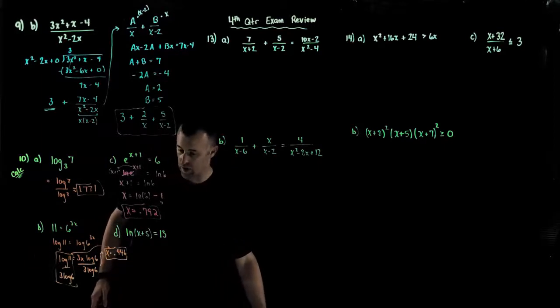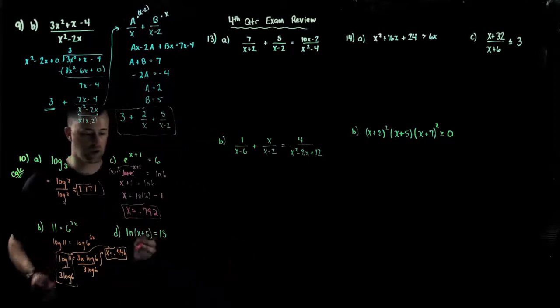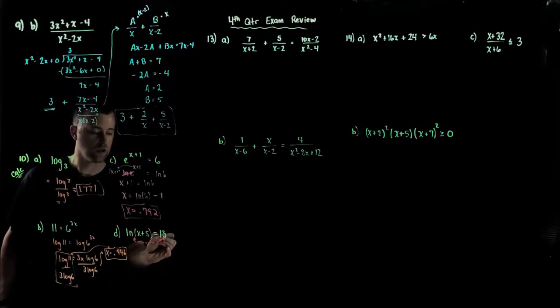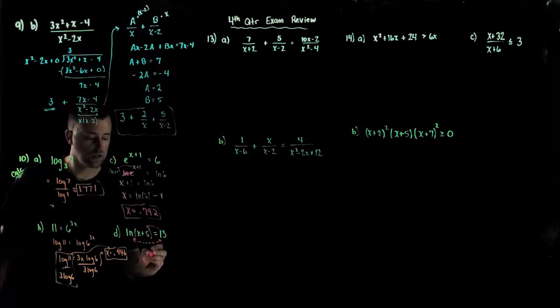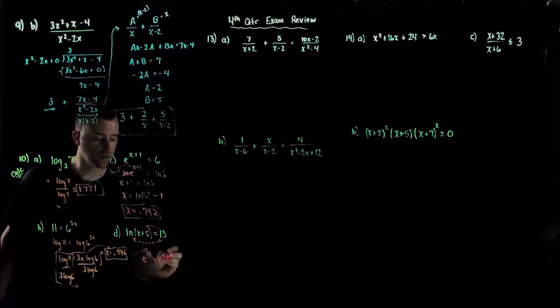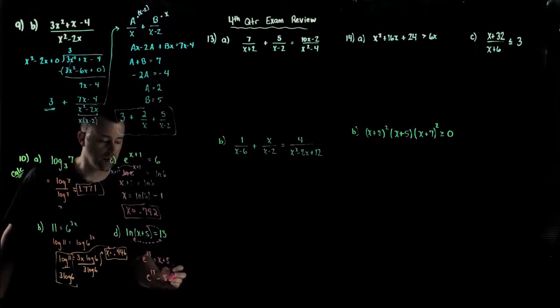So now moving on to D. This one we just go ahead and write it because it's already a natural log, so it's base e. So I'm going to go e to the 13 equals x plus 5. I'm writing that as an exponent. So e to the 13 equals x plus 5. Let's move that 5 to the other side. So e to the 13th minus 5 is equal to x.